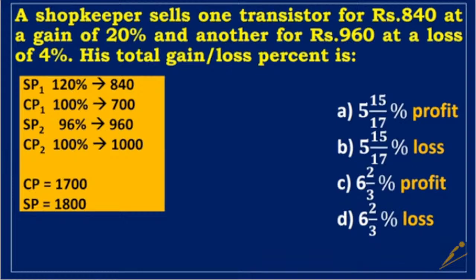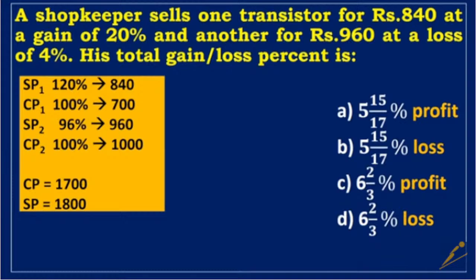Then we must compute the cost price for 100%. The cost price of a single transistor at 100% is 700 rupees. The shopkeeper made a 4% loss on another transistor. As a result, the selling price is 96%, or 960 rupees. The cost price of 100% of another piece is then 1,000. In this scenario, the cost of both transistors is 1,700 rupees, whereas the selling price is 1,800 rupees.